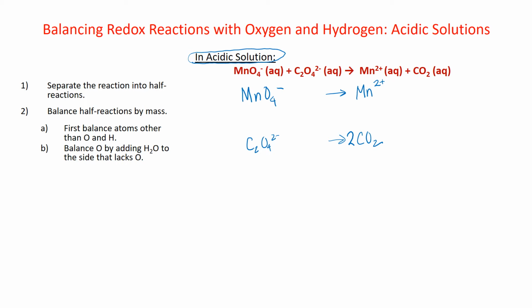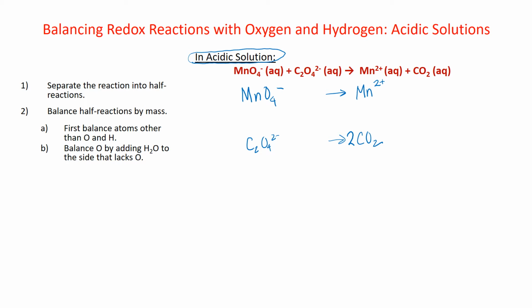Now, we're going to balance that oxygen not by adjusting coefficients, but we're actually going to add water. So the first half reaction is a great example of why we do this. We've got 4 oxygens on the left-hand side, but I don't have any term on the right-hand side that even contains oxygen. So I wouldn't be able to add coefficients anyway.